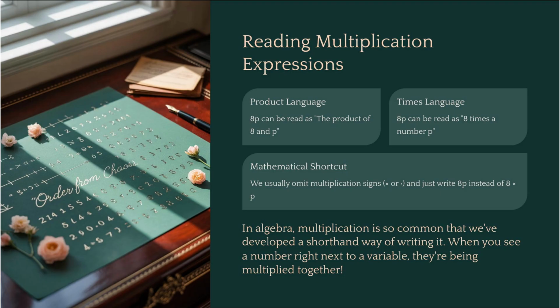Multiplication is usually the quickest operation to write. When you read the product of 8 and p, or 8 times a number p, you simply write the coefficient and variable right next to each other, 8p. You almost never see the multiplication symbol like a times sign or a dot in algebraic expressions. This way, 8p is the standard and most efficient way to write multiplication in algebra.